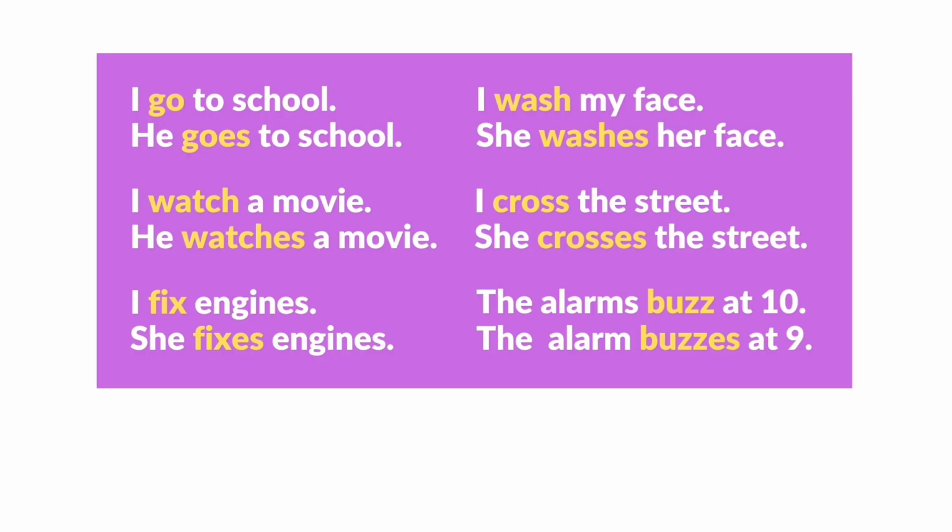Check out these examples. I go to school. He goes to school. He, the subject, is he, so we add S. The verb go ends in letter O, so we add ES, goes. Next example, I watch a movie. He watches a movie. Again, the subject is he. We add S to the verb, but since the verb ends in CH, watch, we add ES to the end, watches.